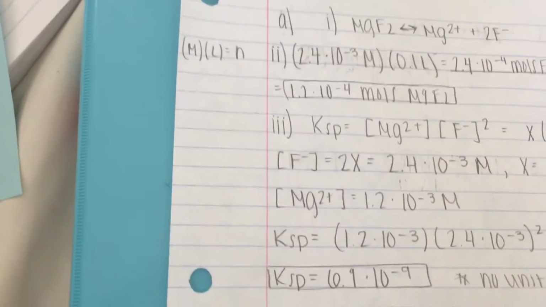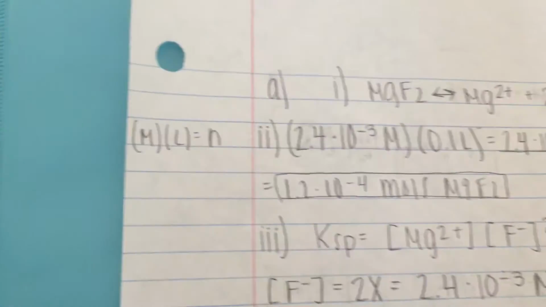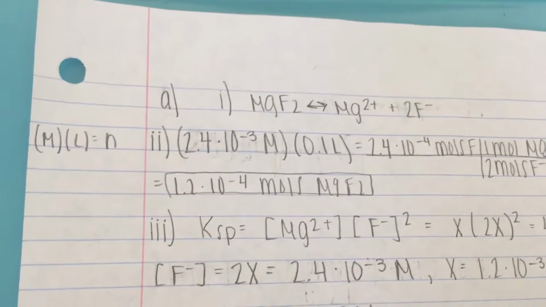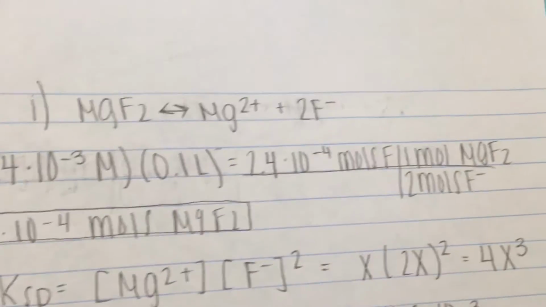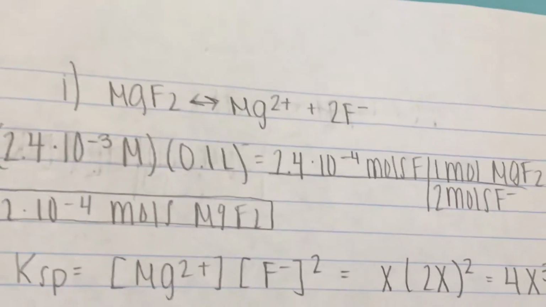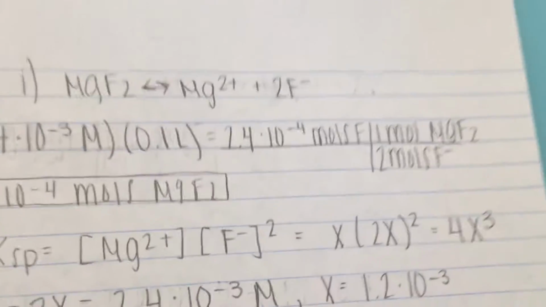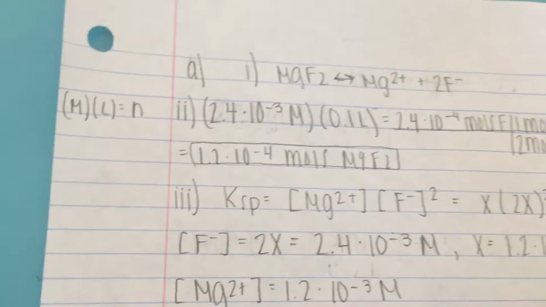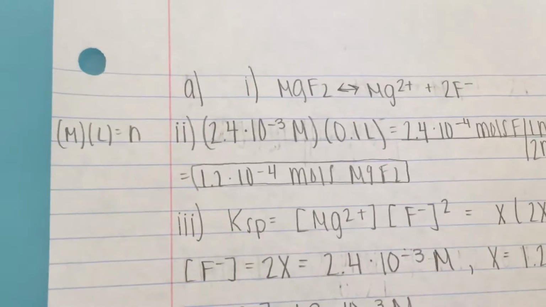In the problem, we're given that the molarity of F- in the solution is 2.4 times 10 to the negative third molarity. Molarity times liters is moles, so we convert the molarity of F- in the solution to moles. So 2.4 times 10 to the negative third times 0.1 liters, since there's 100 milliliters, equals 2.4 times 10 to the negative fourth moles of F-. And then using the balanced chemical equation, we use the molar ratio of 1 mole of MgF2 to 2 moles of F-, and we find there's 1.2 times 10 to the negative fourth moles of MgF2 that dissolved.